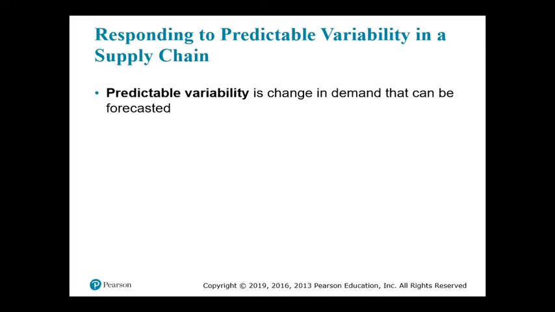For example, if you forecasted there's going to be seasonality, you perceive that there's going to be a demand peak in April and a demand valley in December. That's what we refer to by variability in this chapter's discussion.